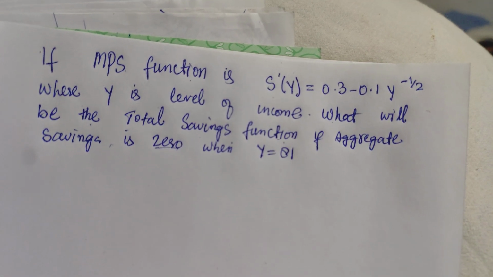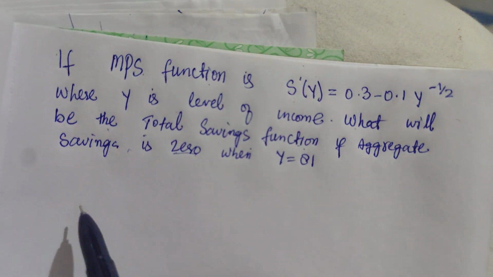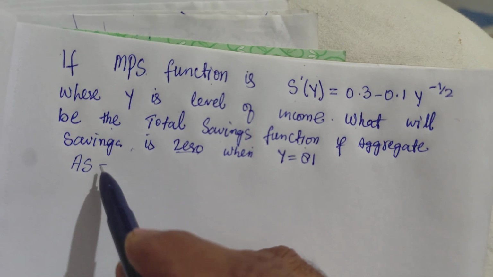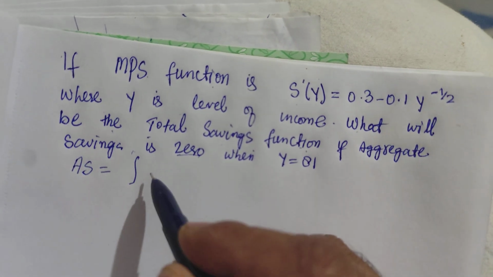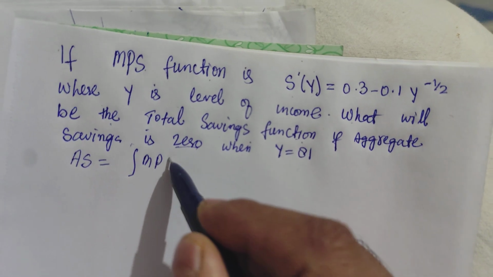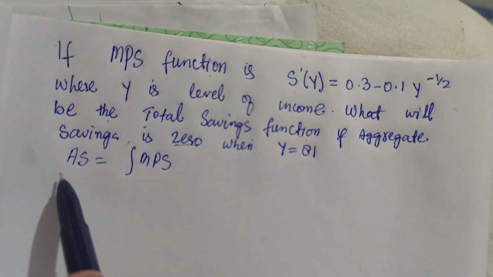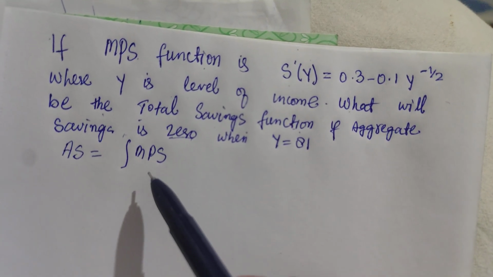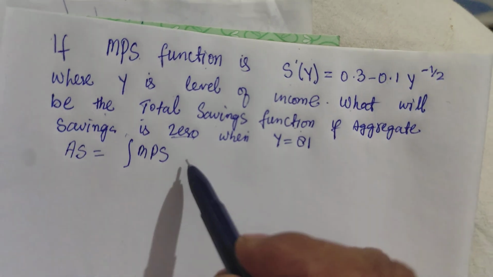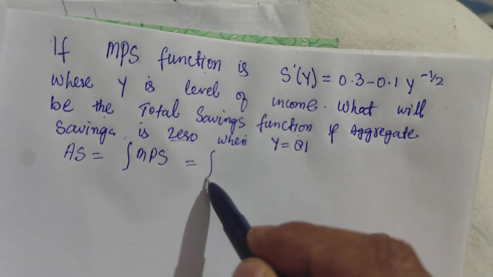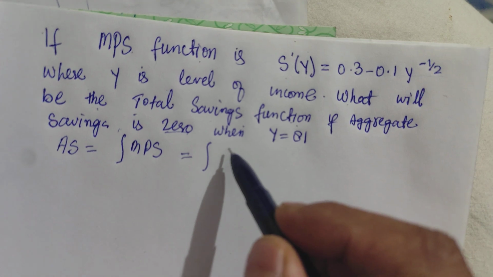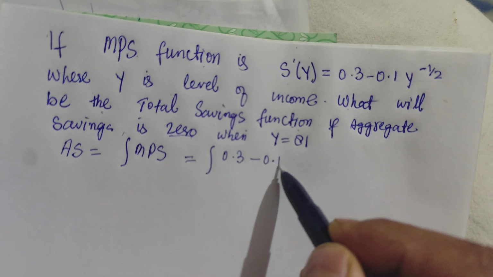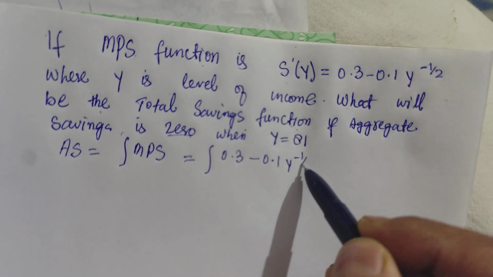Okay, so how to find out the total savings function? Let us write it here. Our aggregate savings will be equal to the integral of the marginal propensity to save. To find out the total savings, we take the integral of the marginal propensity to save. So MPS is given to us here. MPS is this very function, that is 0.3 - 0.1 y^(-1/2).